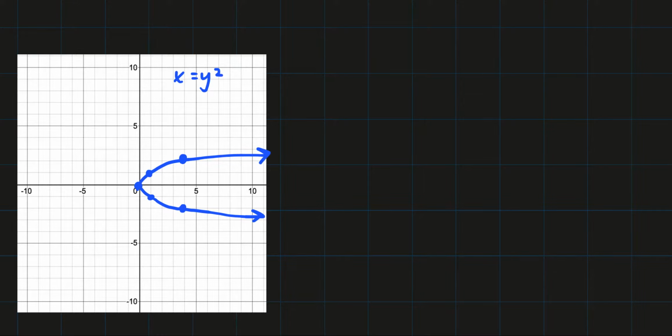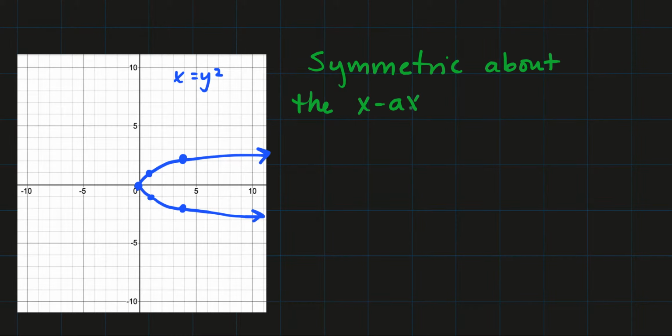Now, does this graph look symmetric? The answer is yes, it is symmetric, but it's not symmetric about the y-axis. So if we wanted to see if it was symmetric about the y-axis, then whatever we would have on this side should be on this side as well. This graph is symmetric about the x-axis. So here is the x-axis, and if we folded this graph in half, you would see that these two pieces would line up.